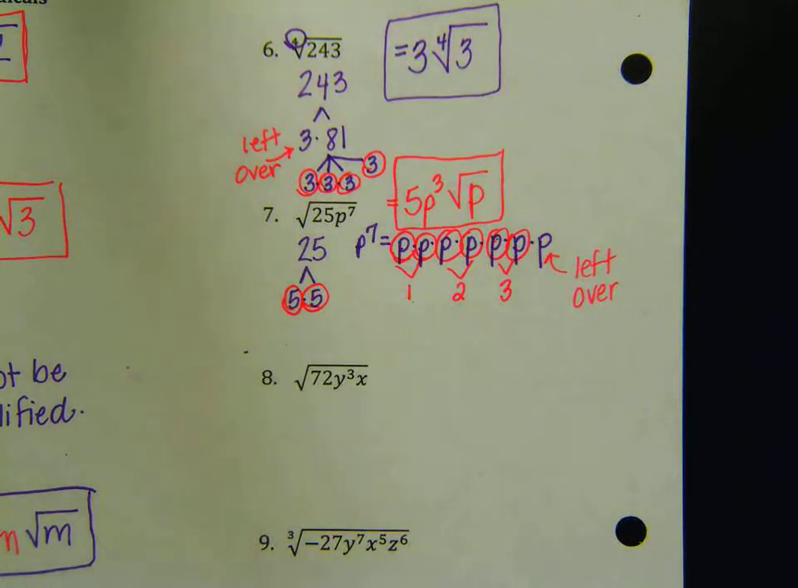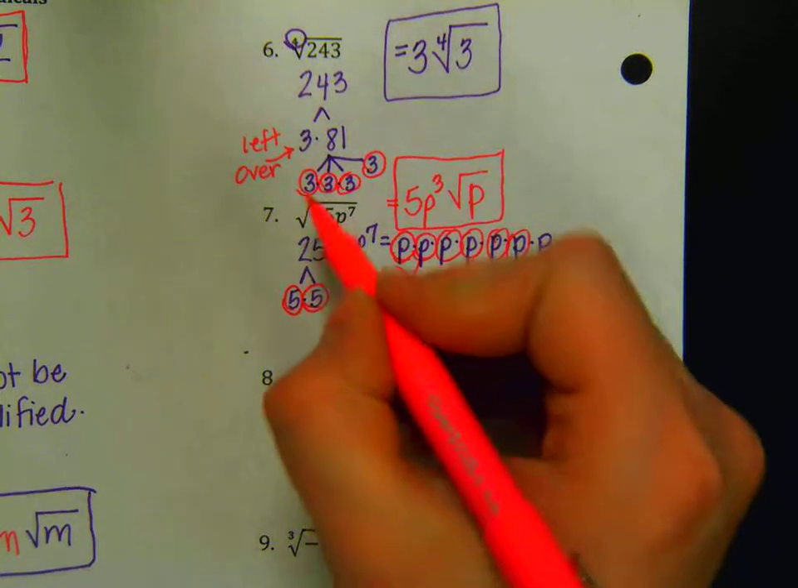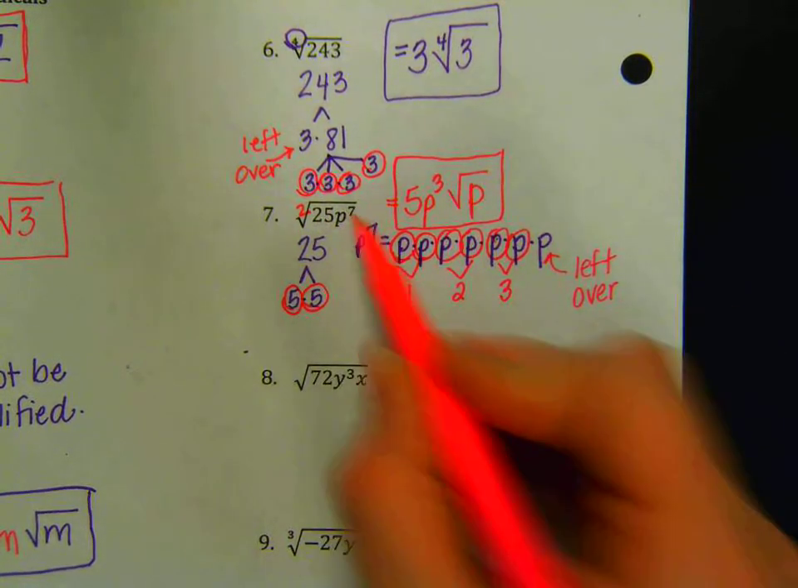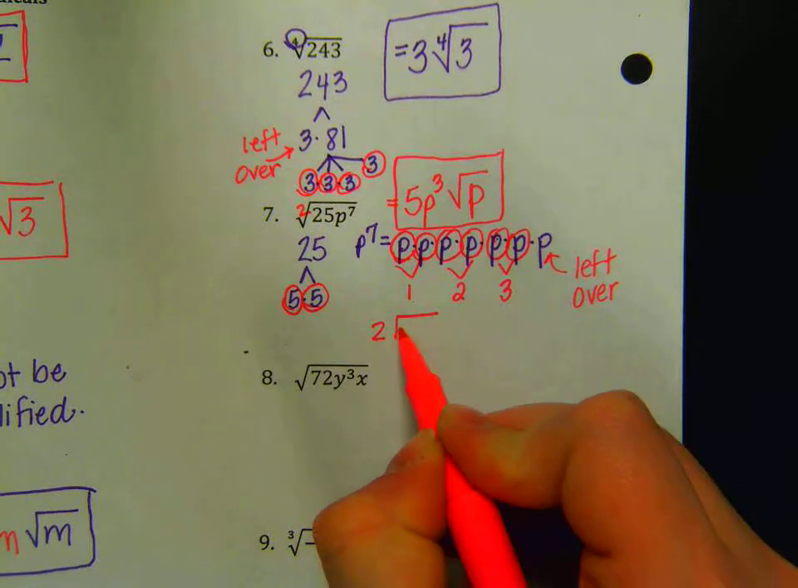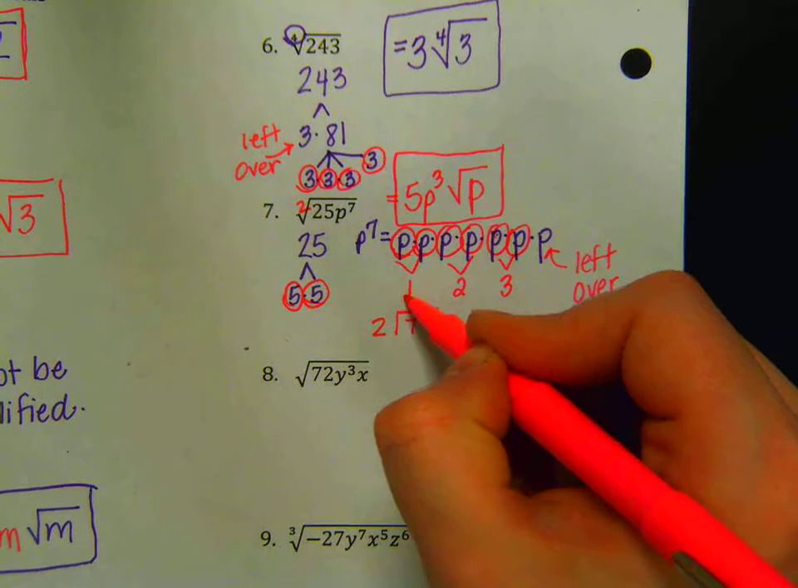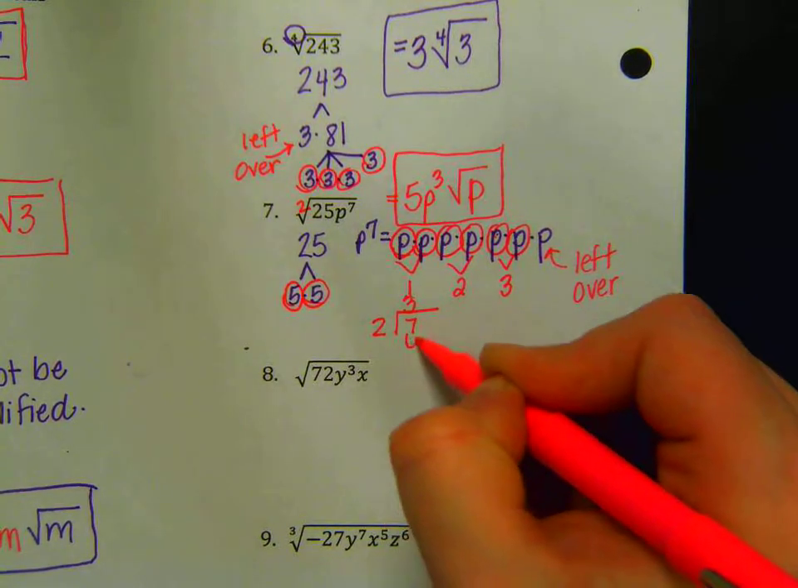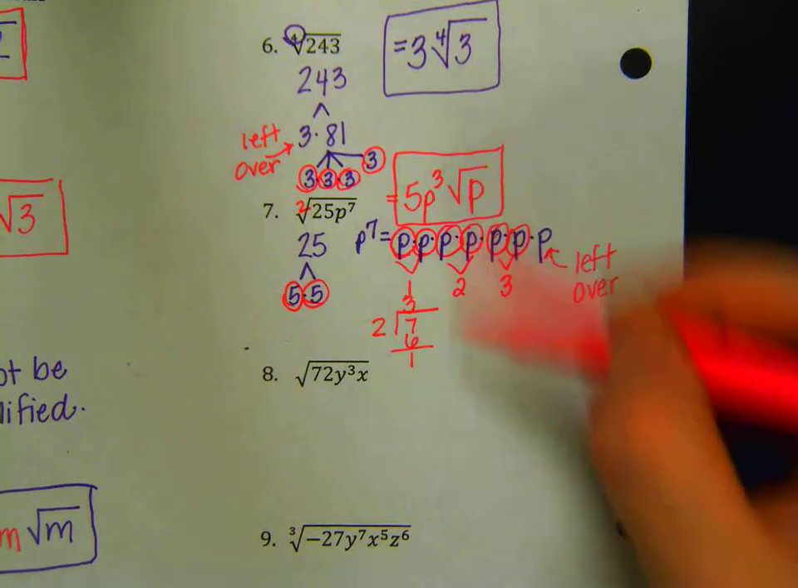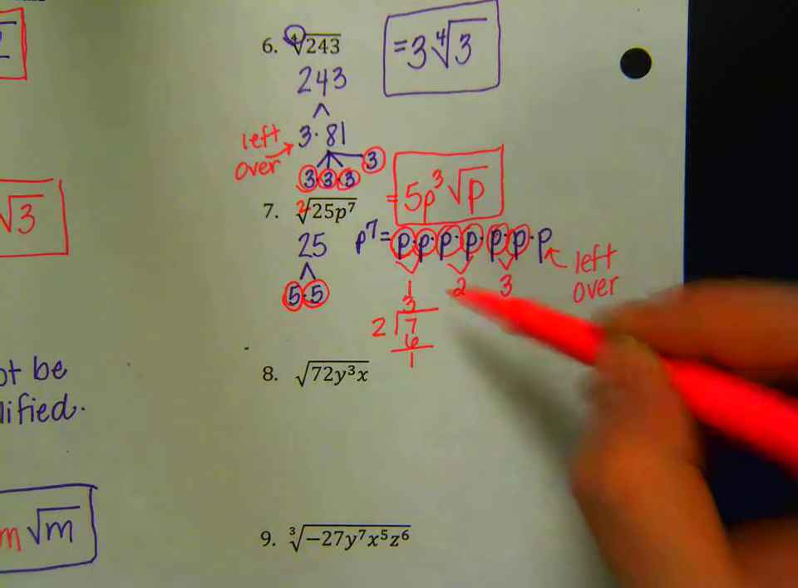Now, for some of you, it's going to get really tedious to write all of the p's out. So if you're able to and you would like to, there's a shortcut. That just means take your 2, which is your index, and put it into 7. So 2 goes into 7 how many times? 3 times. So 3 times 2 is 6, and I have 1 left over. So you could have done 3 p's and then 1 left over. This is just using long division, with the assumption that there will be remainders.